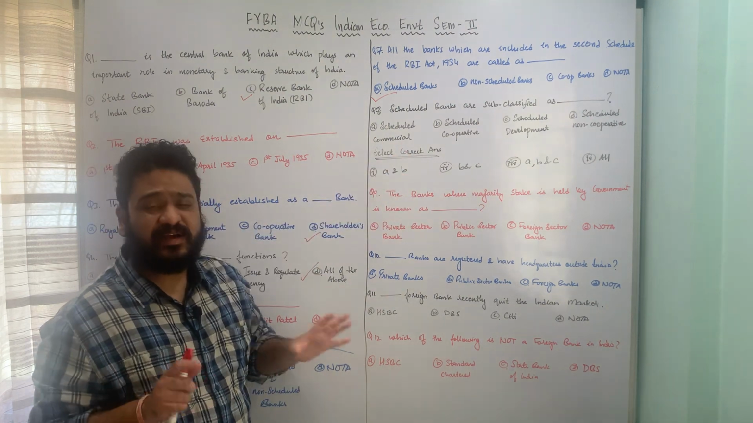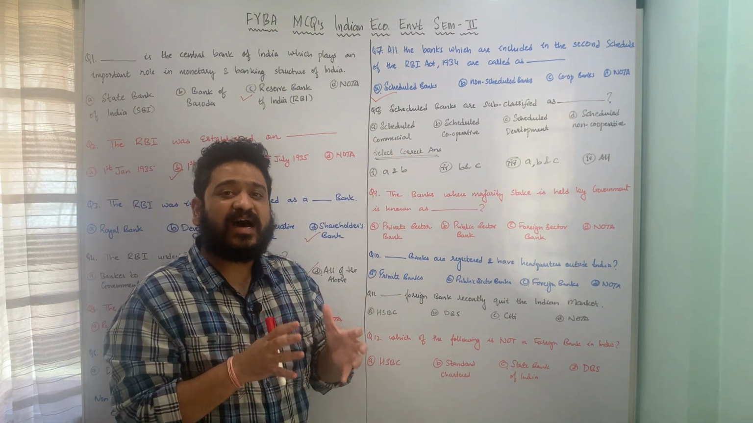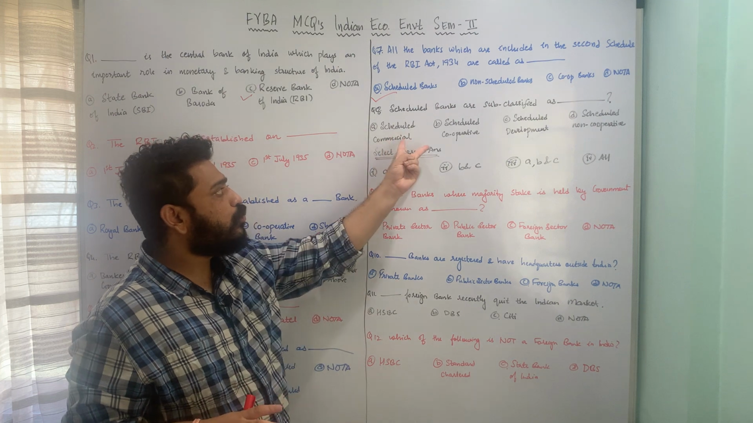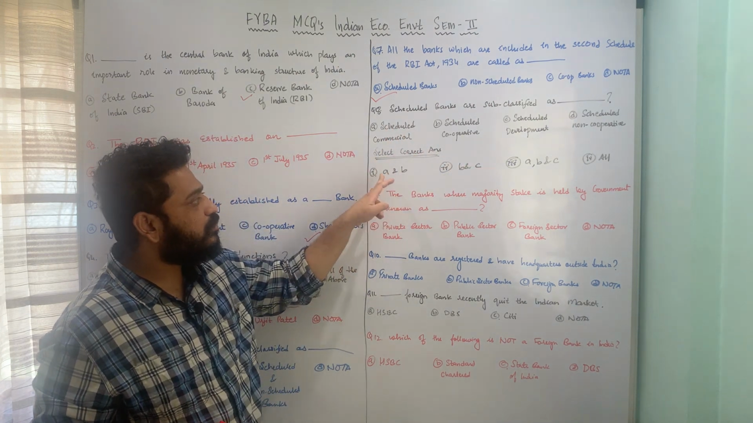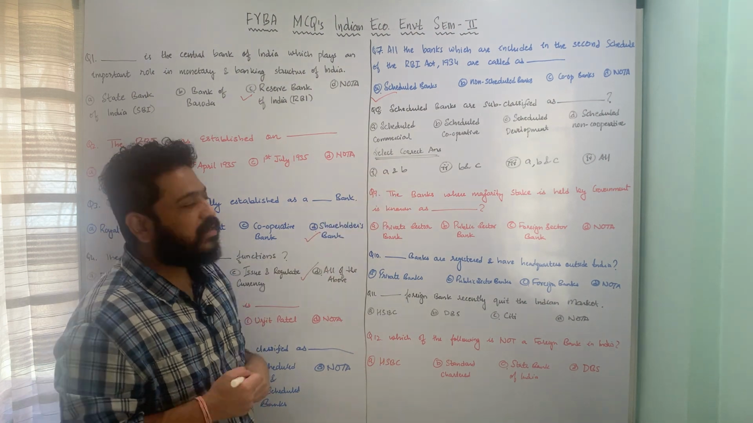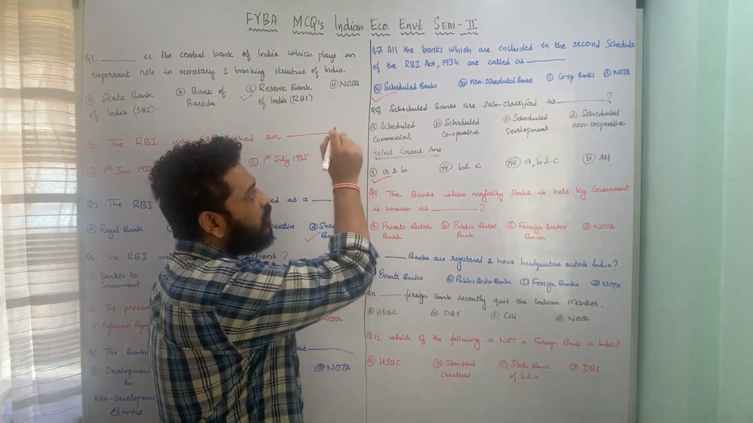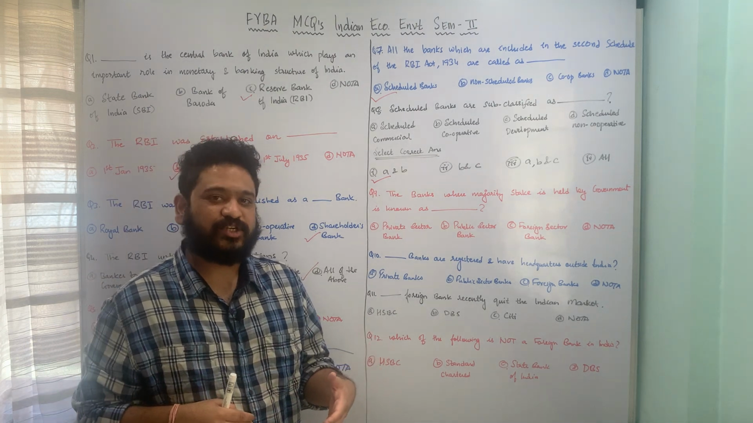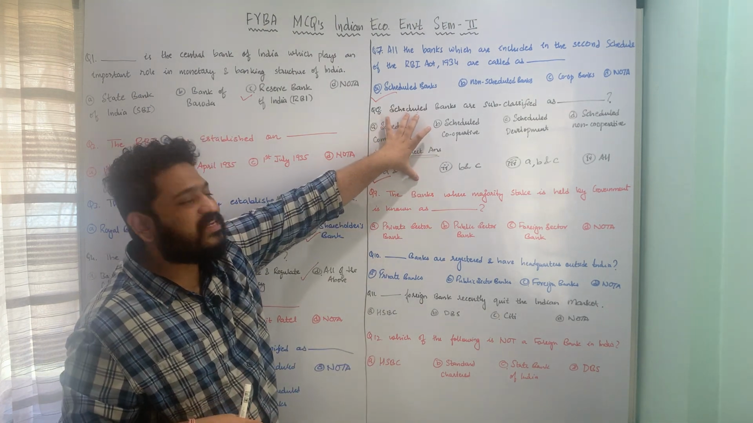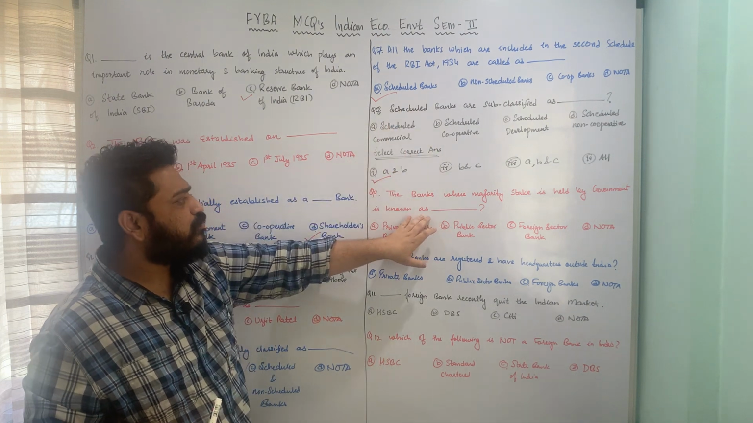So here the correct answer is that scheduled banks are subclassified into two important things, that is scheduled commercial and scheduled cooperative, which is denoted by option 1, which is A and B. So therefore scheduled banks are subclassified as scheduled cooperative and scheduled commercial banks. I hope the question is pretty much clear. Let us now move to the next one.